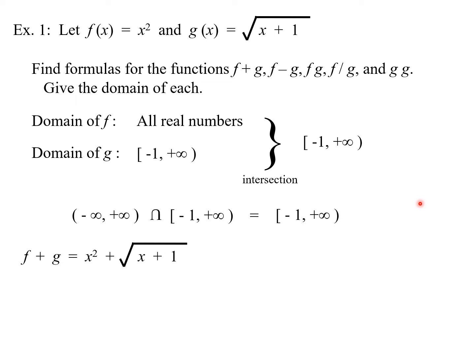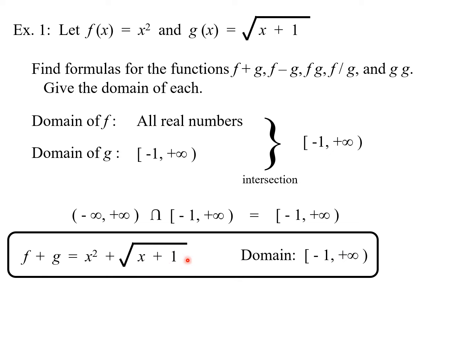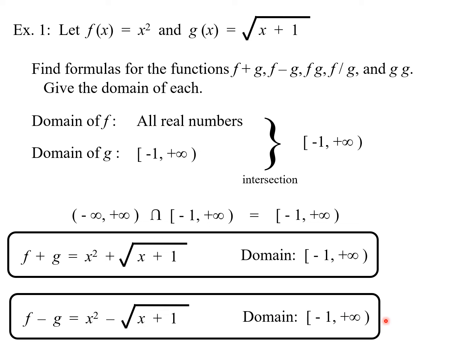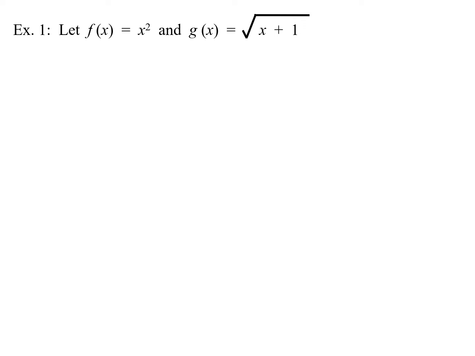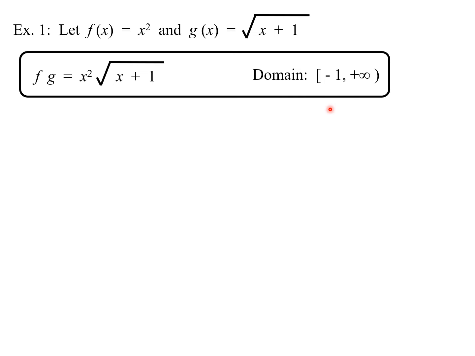Well, let's find their sum, and their sum will be this, simply adding the functions together. And the domain of f plus g is the same as the domain of g, because we can't take the square root of a negative number. So that leads to this domain. The difference gives us this function, and the domain of which is, once again, the more restrictive one, the domain of g. Now their product will be this, and the domain, once again, because we have this in there, is from negative 1 inclusive to positive infinity.